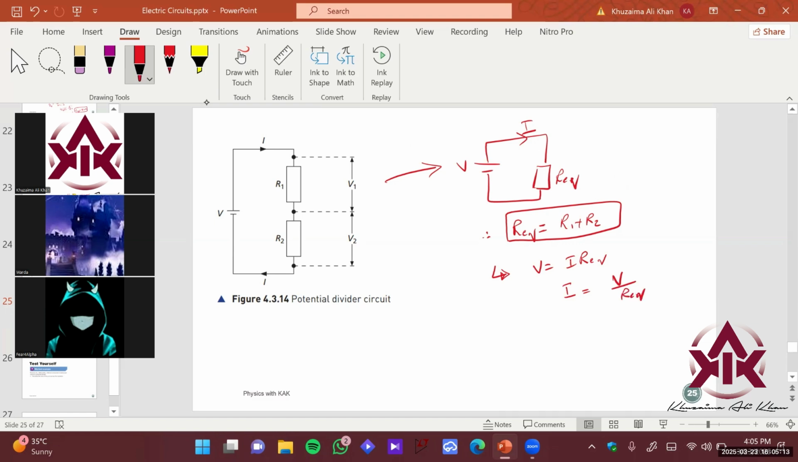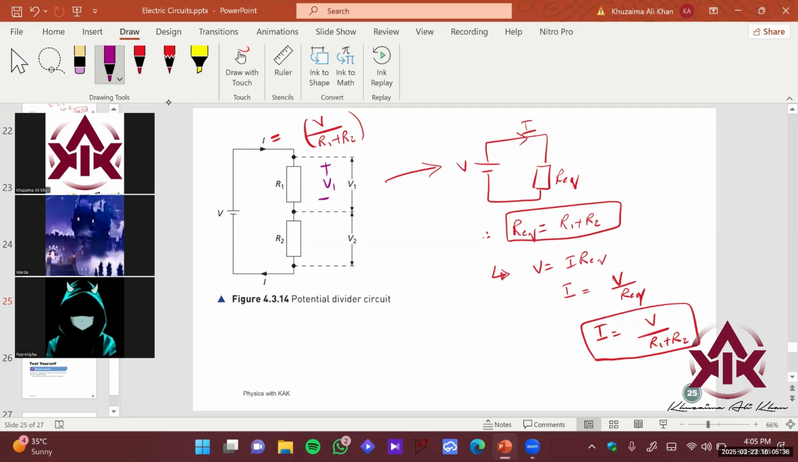So we can also put in the value of R equivalent here. So my current flowing in this circuit is V upon R1 plus R2. So now you know the current flowing in the circuit. If you want to find out the potential difference drop across this resistor R1, that is V1, you want to now apply the Ohm's law again.